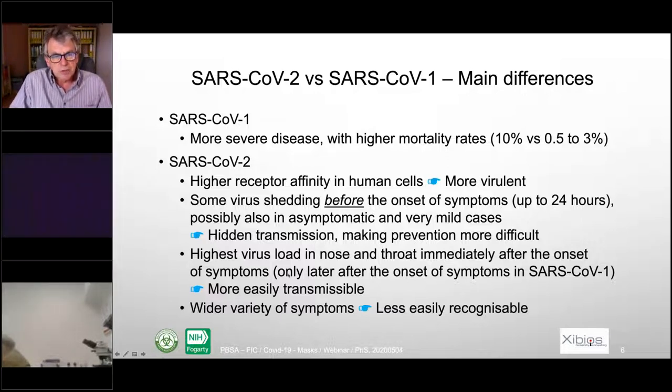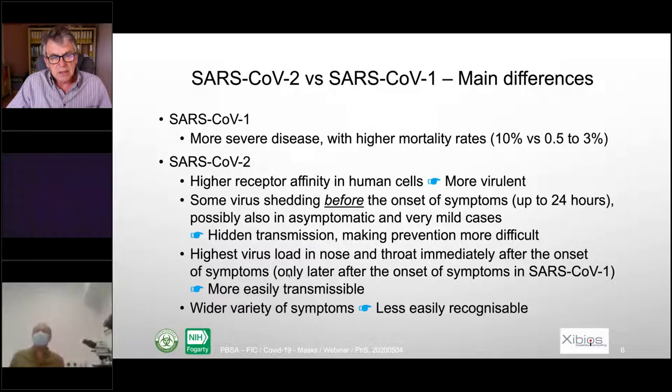Also, one point which is important is that it appears that there is some virus shedding before the onset of symptoms, like up to 24 hours before we see the first symptoms. And there is also the possibility of virus shedding in asymptomatic cases or very mild cases. That means that people who don't have any obvious symptoms of respiratory disease already disseminate the virus. Of course, this makes the prevention much more difficult.